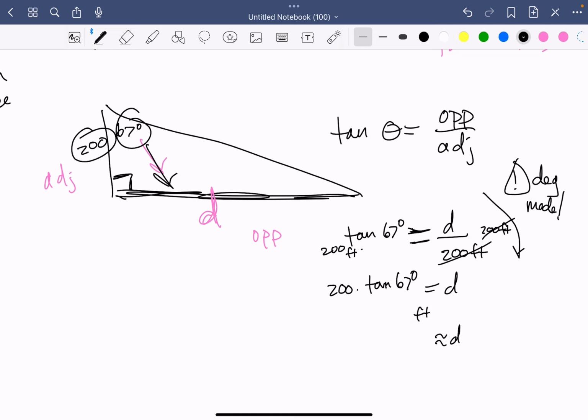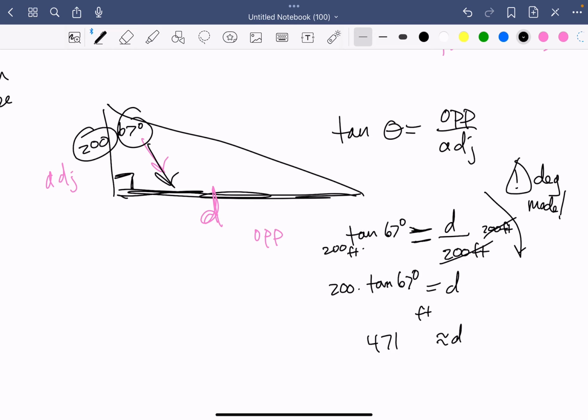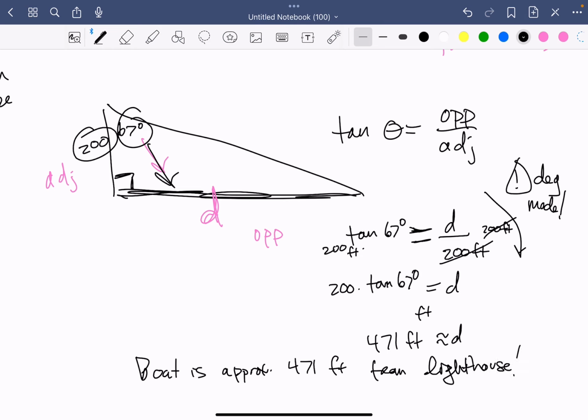And so, let's see, take 200 times the tangent of 67 degrees, and I'm going to get approximately 471 feet. So the boat is approximately 471 feet from the lighthouse. So now I really answered their question. Good job. So that's 56.